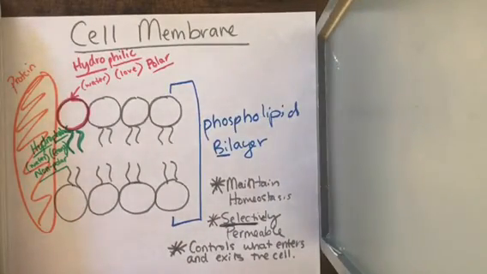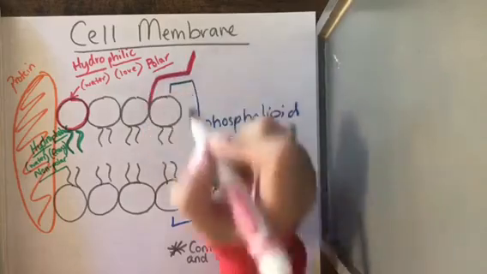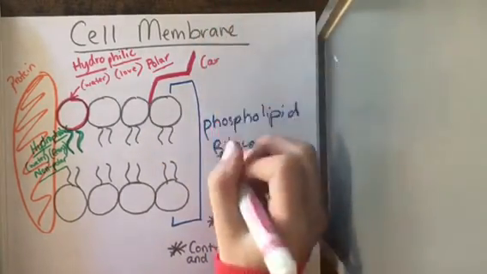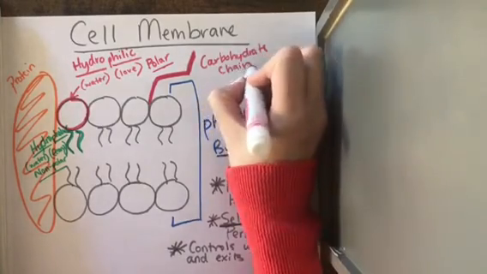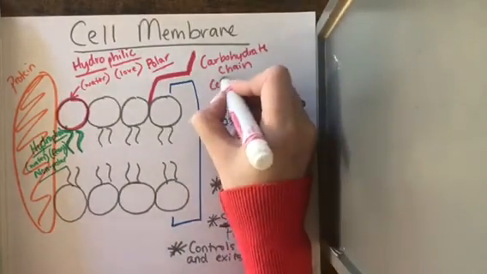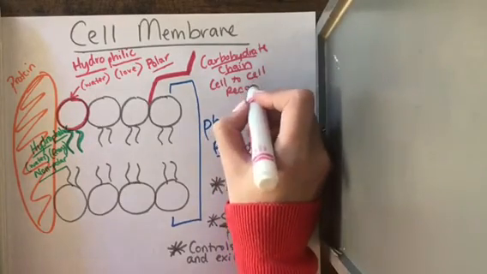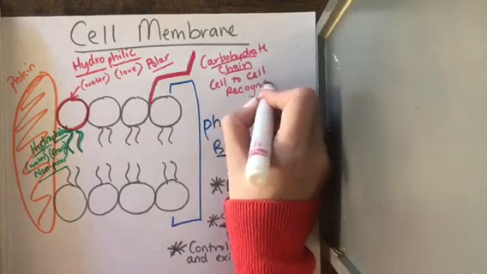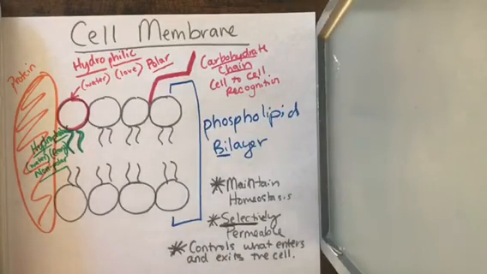There's also these things called carbohydrate chains, and they just kind of stick out of the cell, kind of funny looking. I'll write this down. This is a carbohydrate chain. And this is going to be used for cell-to-cell recognition. So these carbohydrate chains are used for cell-to-cell recognition. So you can kind of think of it like an antenna sticking out to help the cells recognize each other.